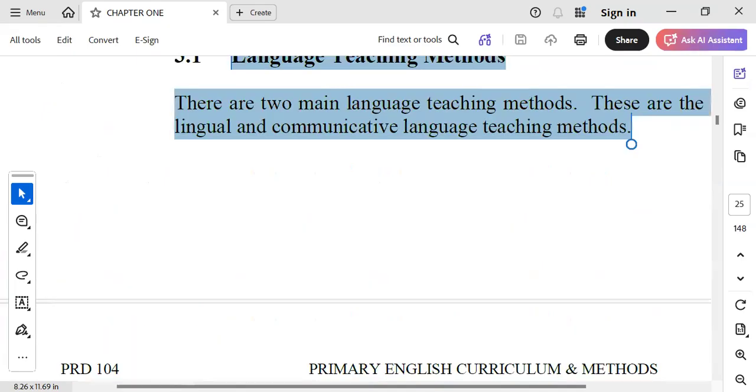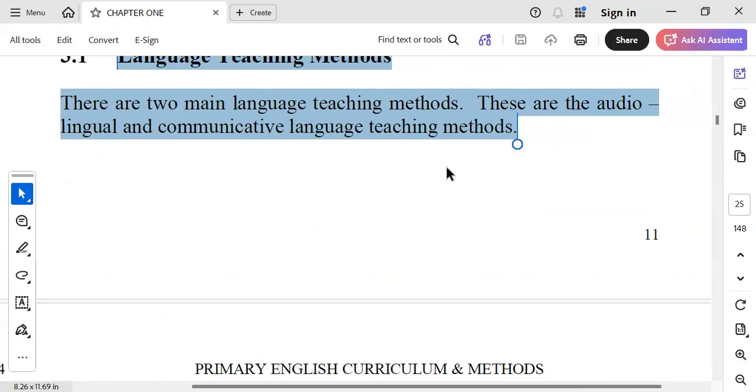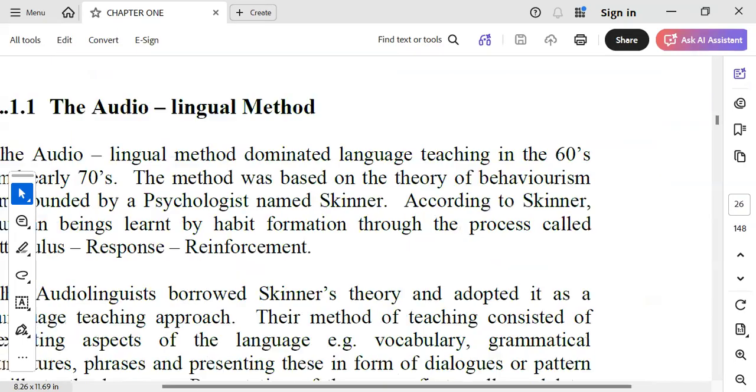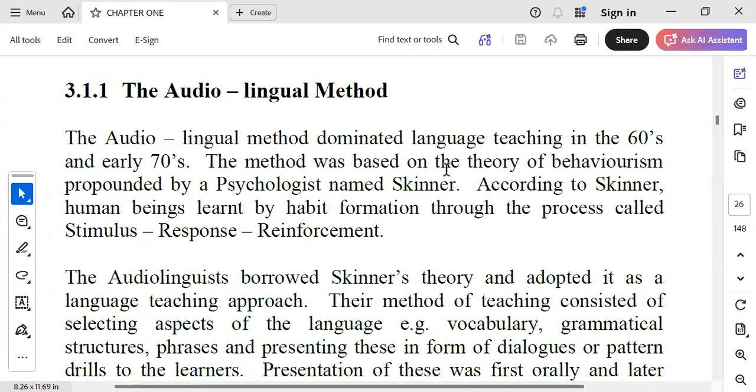There are two main language teaching methods. These are the audio-lingual and communicative language teaching method. Now, these are the two we have. And don't worry, we are merely reading now. We're going to explain later.